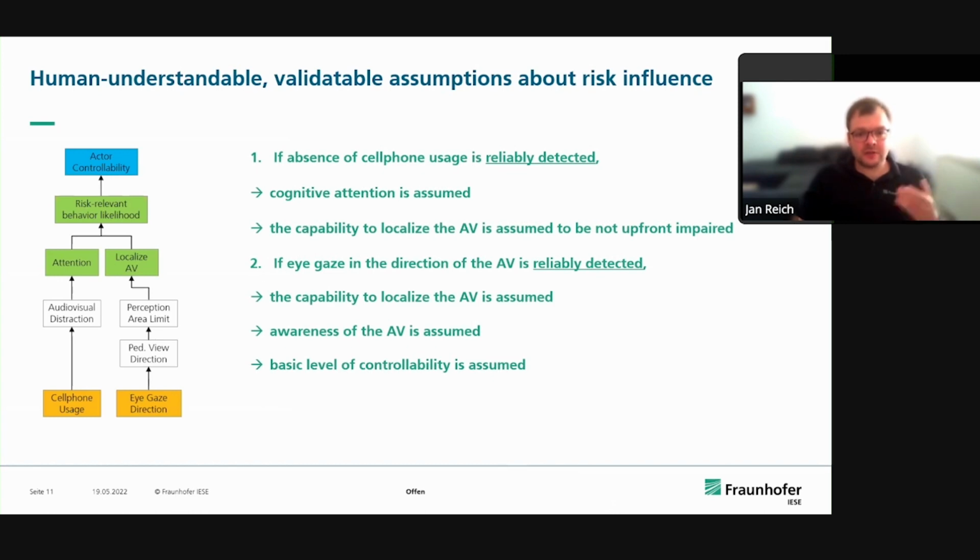This resembles what I've just said, that this kind of risk decomposition model also enables us, in a textual representation, to understand the steps in reasoning and which assumptions we use in order to relate the situation feature influence to the high-level risk parameter. So this means, for instance, that if the absence of cell phone usage is reliably detected, this is important, then we can assume that the cognitive attention is there. And from that, we conclude that the capability to localize the vehicle is assumed to be not impaired upfront. And the same holds true for the other paths and all paths in this model.